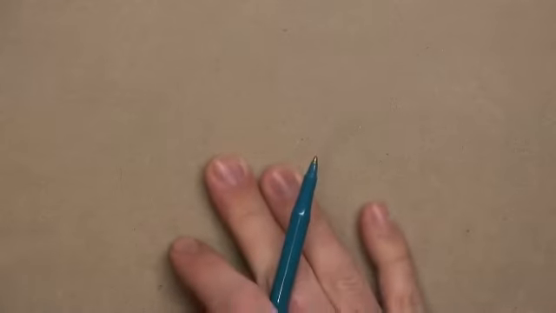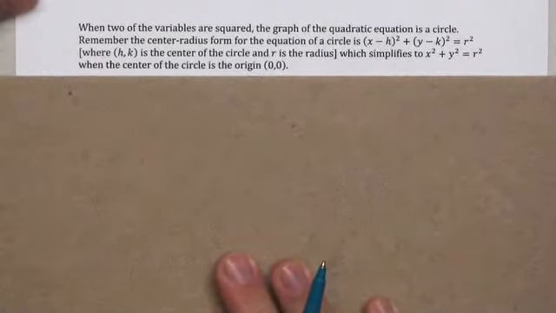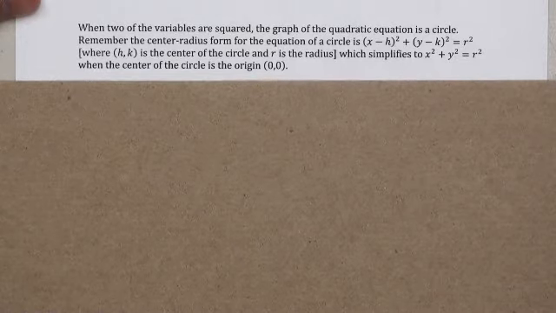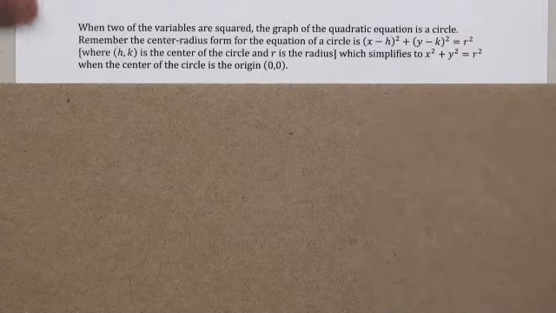Next. When two of the variables are squared, the graph of the quadratic equation is a circle. We've graphed circles before. We did that in a topic this year. And if you forgot how to do that, you better go back and review it.